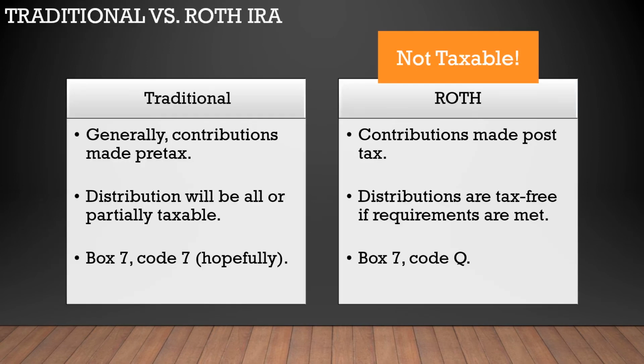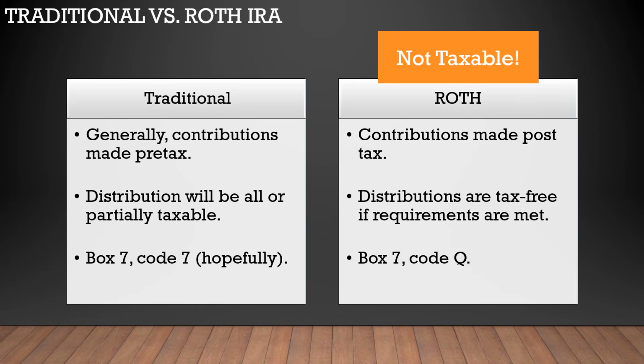Clarifying again the differences between our two types of IRAs, our traditional versus our Roth IRA. The traditional was generally contributions made pre-tax, not always, so you always want to ask, are any of these contributions post-tax? The distribution will be either all or partially taxable, and hopefully this is a normal distribution and it's reported in box 7 as code 7 and not box 1, so we don't want to see any penalties, which is kind of miserable for everybody all around.